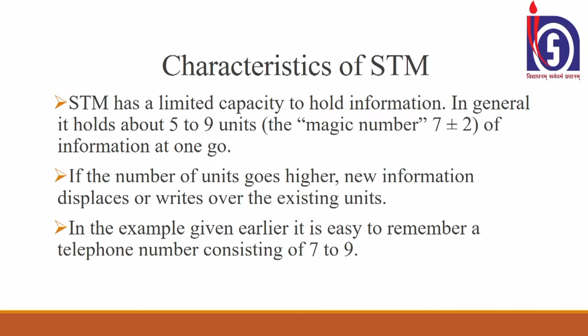If you are trying to remember more information than 5 to 9 units, there are chances that you might not be able to recall it. If the number of units goes higher, new information displaces or writes over the existing units. So in the example given earlier, it is easier to remember a telephone number consisting of 7 to 9 digits.